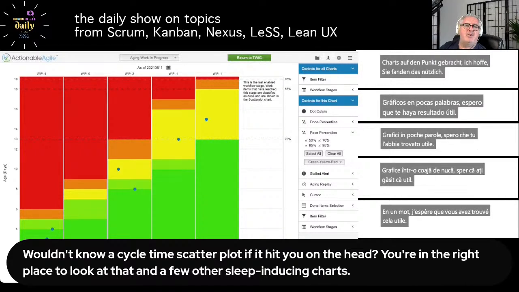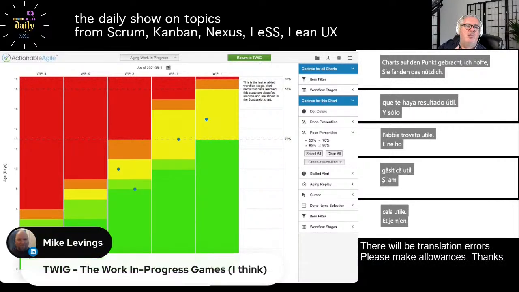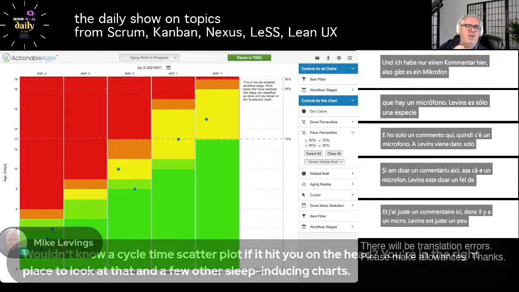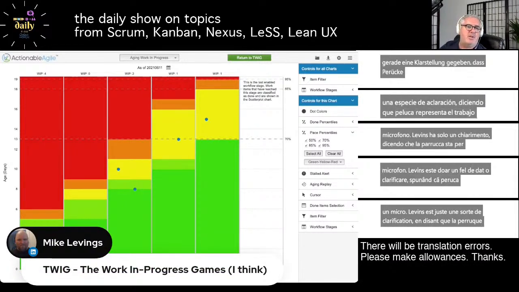And I just have one comment here. Mike Levings is giving a clarification, saying that Twig stands for the work in progress game. I think you're right with that. Thank you.